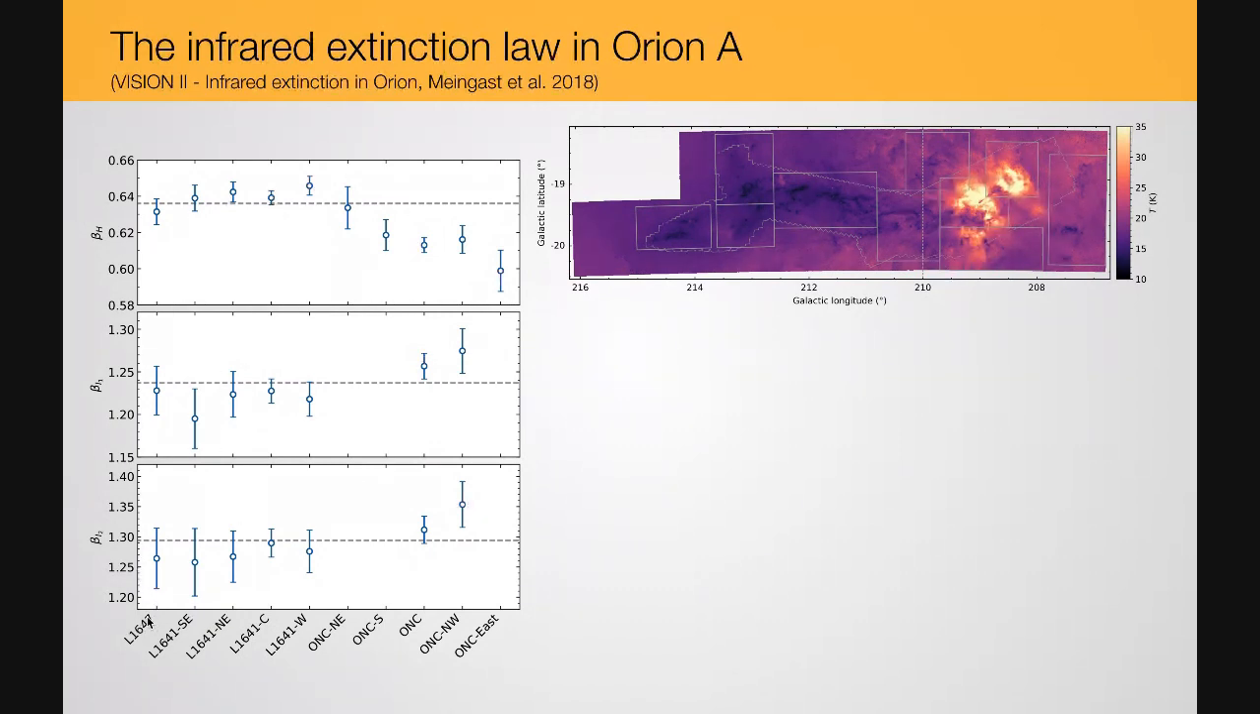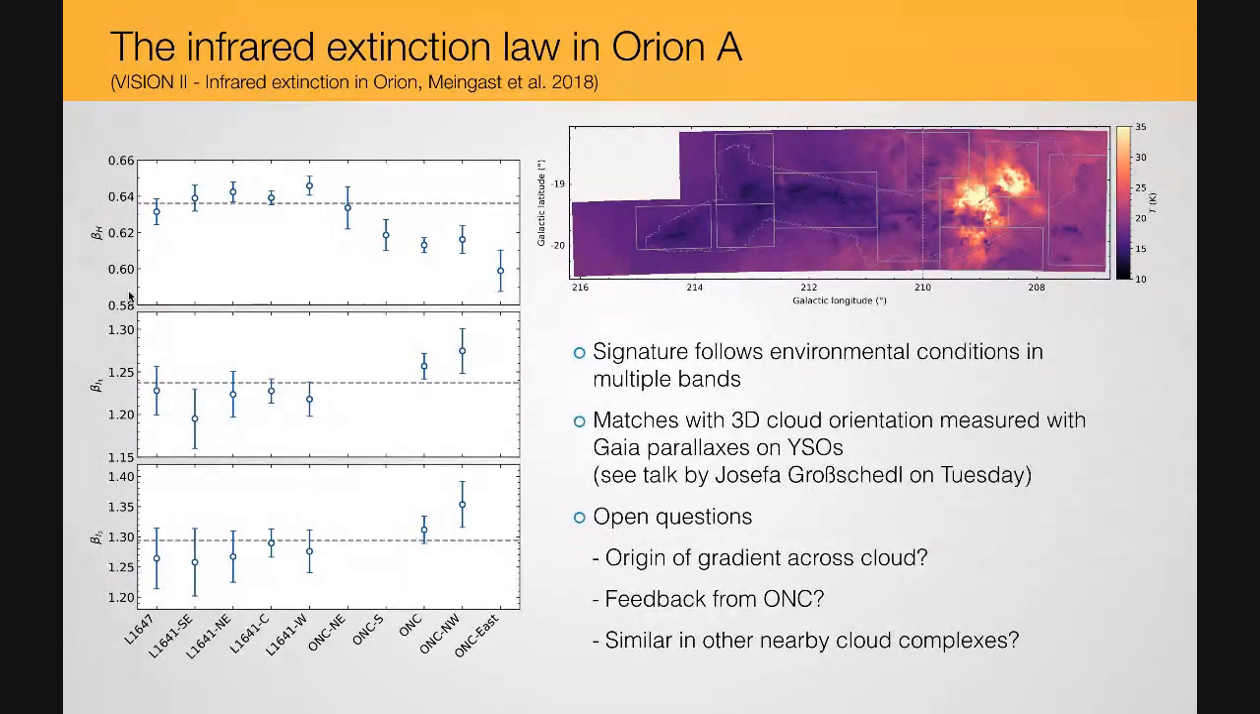And essentially, when you go from left to right for these labels, you also go from the eastern region to the western region over here. And you see that there is this trend persisting in multiple bands. And another interesting comparison that you can do is that when you look at the 3D cloud orientation, that was actually only later published by Josefa, she will talk about it tomorrow, you can also see that there is a difference in distance between this portion of the cloud and the other portion.